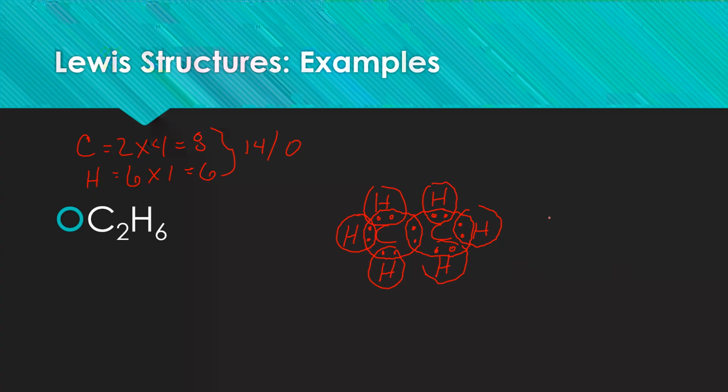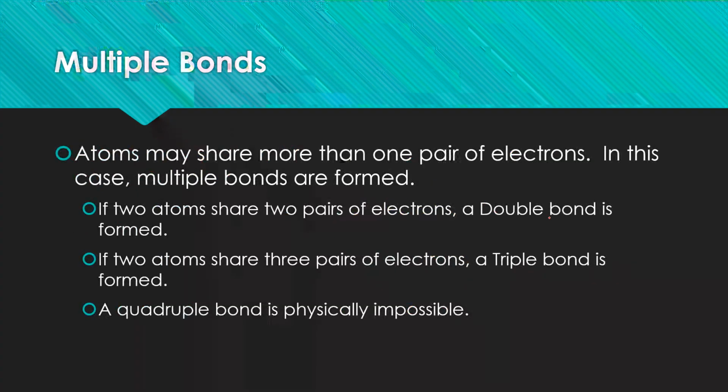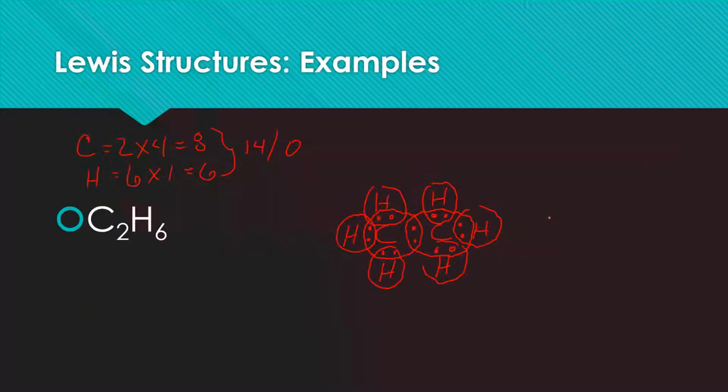Okay, so those are some examples that just have all single bonds. What about these multiple bonds? Well, a multiple bond is when you have more than one pair of electrons. So when we did this, every single pair of electrons was a single bond, because it's only one pair.